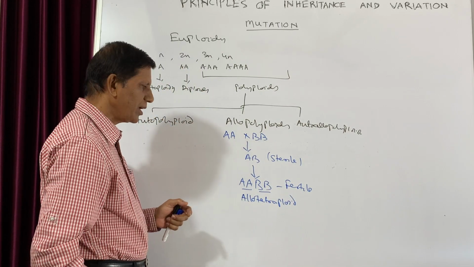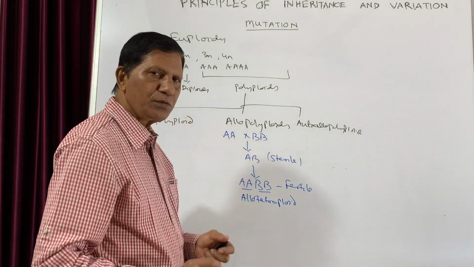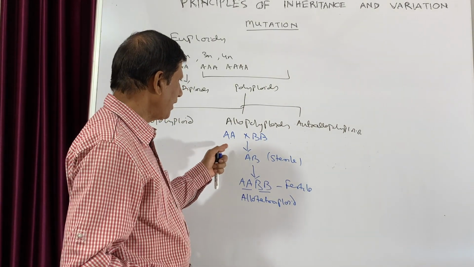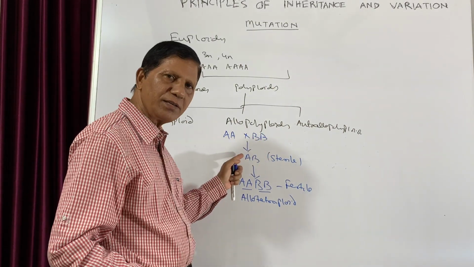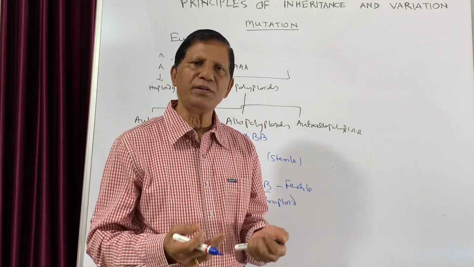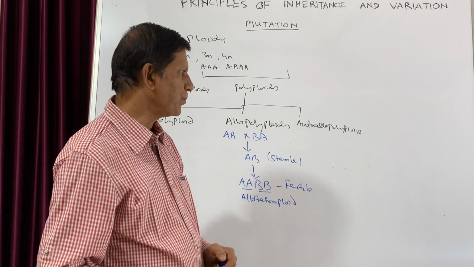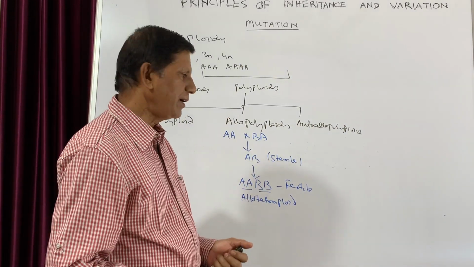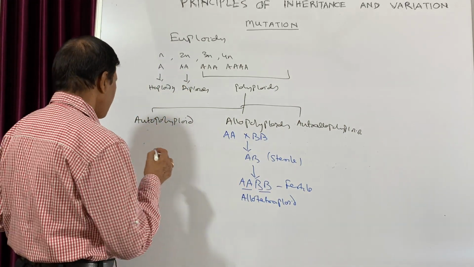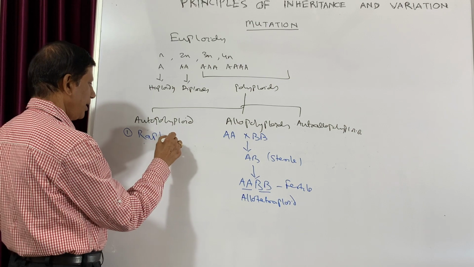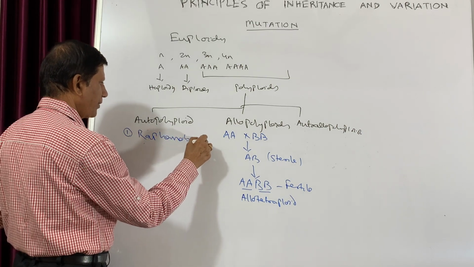Allotetraploid. So this allotetraploid is more useful than autopolyploids because here we can combine the characters of two plants and then we can double the chromosome number so that we get the benefit as well as the plant is fertile. So some of the examples of these allopolyploids are, one is Raphanobrassica.